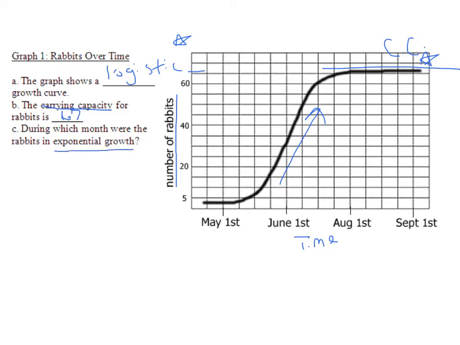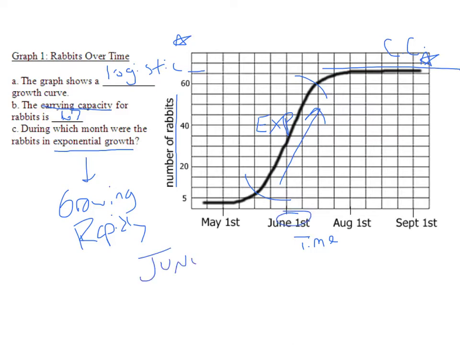So there's carrying capacity. Now the other question that you see here is, during which month were the rabbits in exponential growth? Exponential growth means growing rapidly. So the exponential part of this curve is kind of like here to here. Right, this is where we're exponential, we're growing rapidly. So the month at which we do that is going to be June.